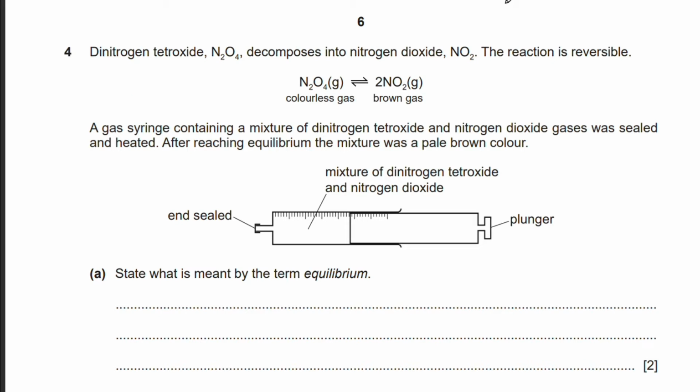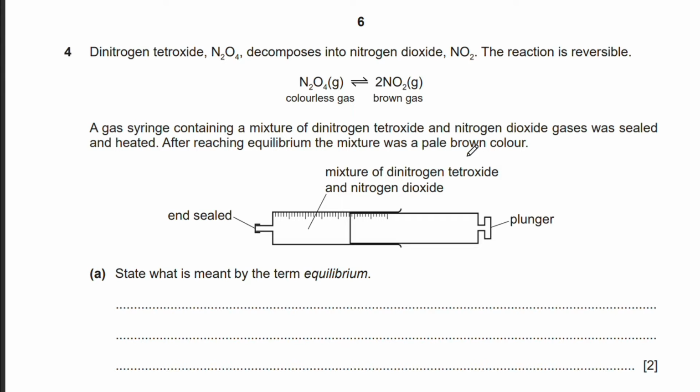Now, our first question is: dinitrogen tetroxide, N2O4, decomposes into nitrogen dioxide, NO2. Now, the reaction is reversible. As you see, the sign is a reversible reaction. N2O4 gas gives twice the amount of NO2 gas. Now, N2O4 is colorless. This is a brown gas.